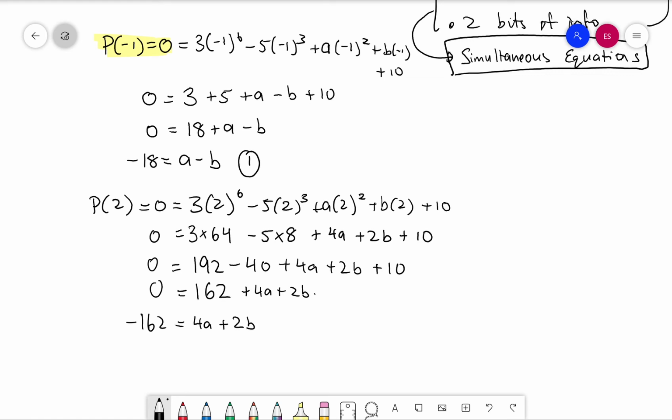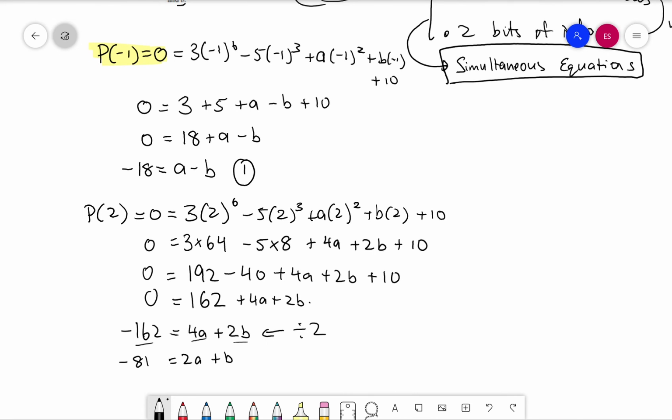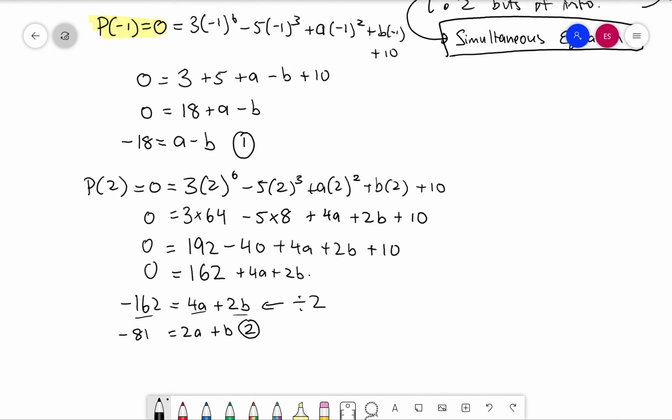Now what I'm going to do as well, just to make our life a little bit easier, you don't have to do this, but I'm going to divide this equation here by 2, because I can see that 2 is a common factor between all of the terms. You don't have to do that, you can just solve the simultaneous equations as you normally would. So that'll give us -81 is equal to 2a plus b. And we'll call that our equation 2.